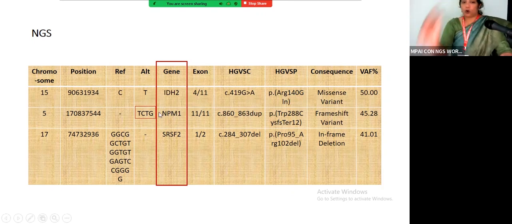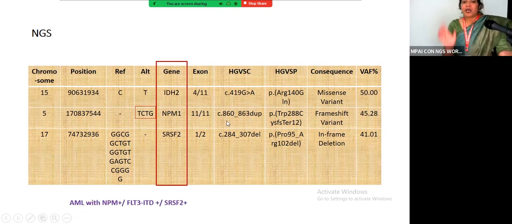We saw that in Sanger also. And then we got an SRSF2 mutation, which was an in-frame deletion. The graphs are shown in the extreme right column. Then ultimately, this becomes a case of AML with NPM1, FLT3-ITD positive, and SRSF2 positive.